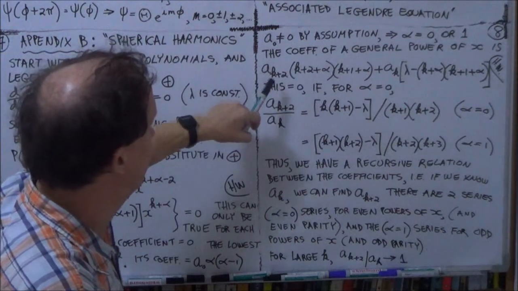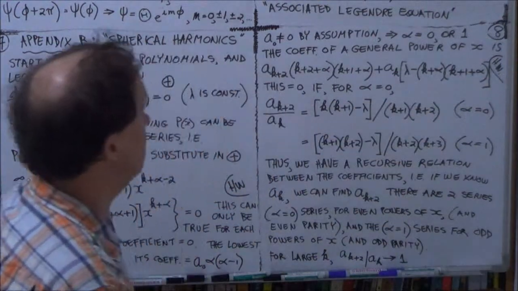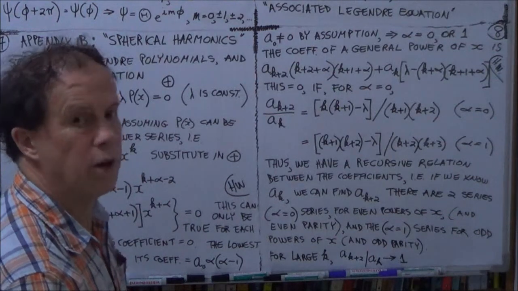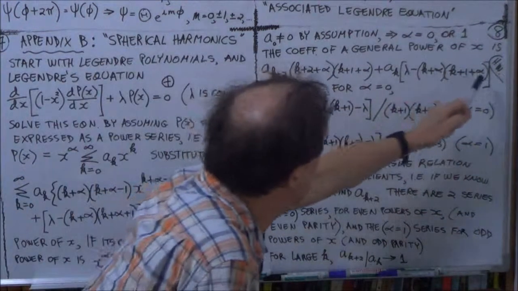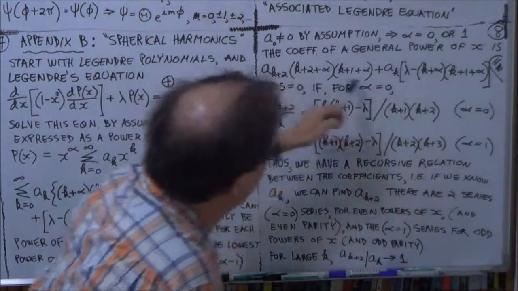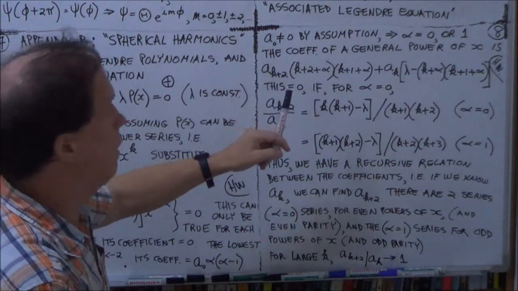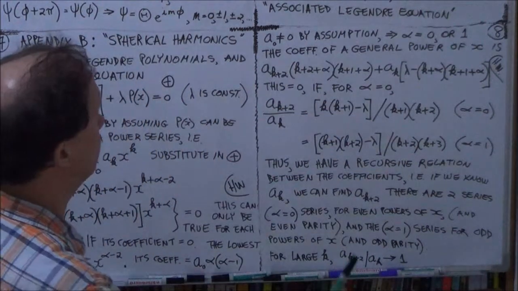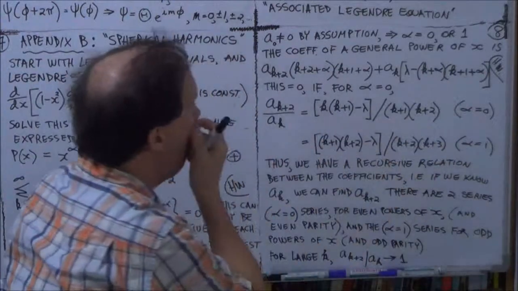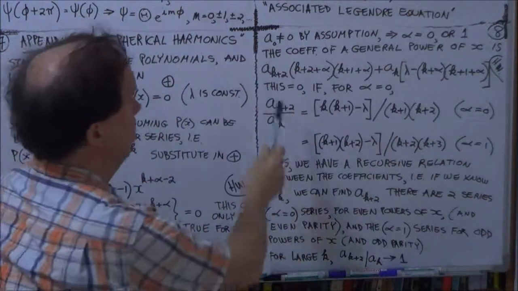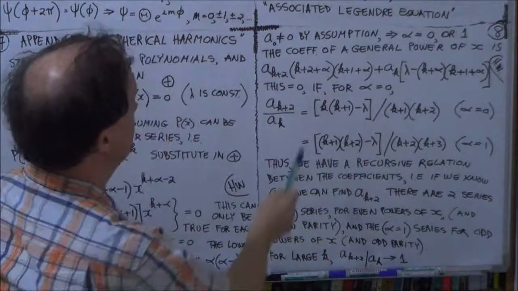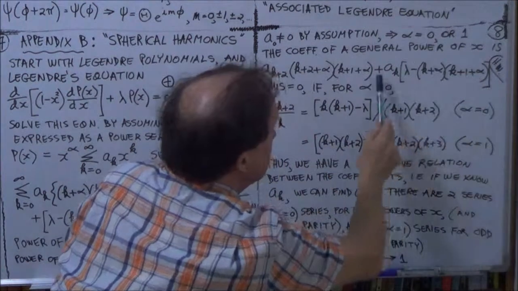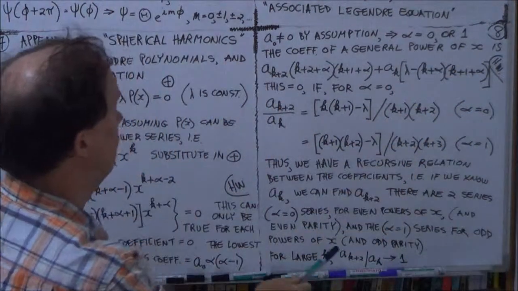Okay? And that whole thing has to be 0, because every coefficient of any power of x has to be 0. So this, which is the general form of a coefficient of a power of x, has to be 0. Now that's interesting, because if this is 0, then we get a relationship between this and this. So take this, now that whole thing is 0, put it over on the right hand side.